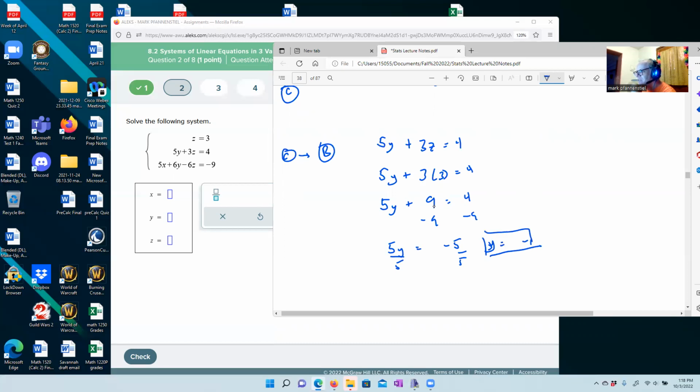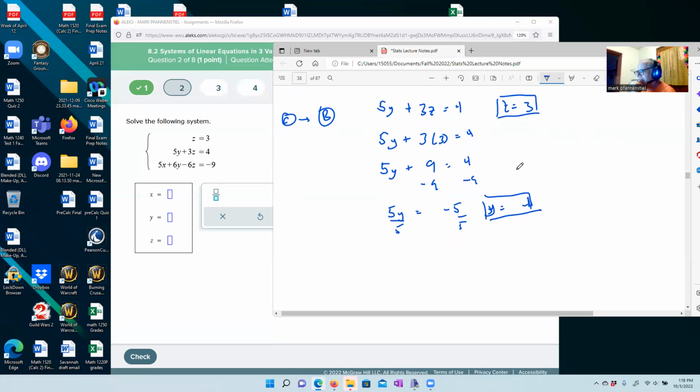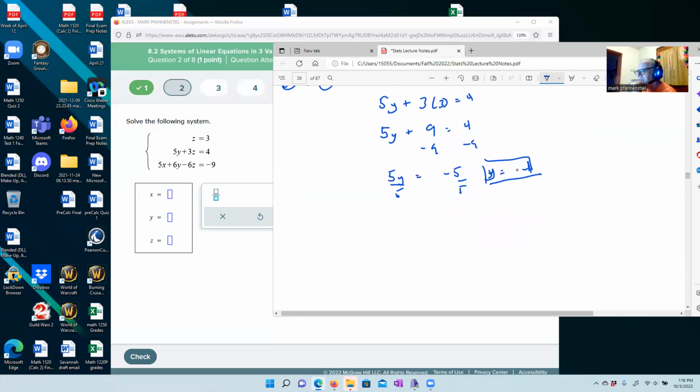So we have two variables here. We have z is equal to 3, which they kind of gave us for free, and y is equal to negative 1. You can see that. I've got to get my handwriting to be a bit better.